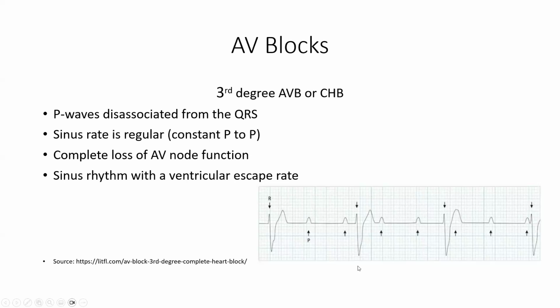Third degree heart block is where there's going to be more P waves than QRSs. The P to P interval will be regular. The R to R interval will march out, but there's going to be no association between the atrial activity and the ventricular activity. And the escape rate on this one is probably 30 to 40 beats a minute.